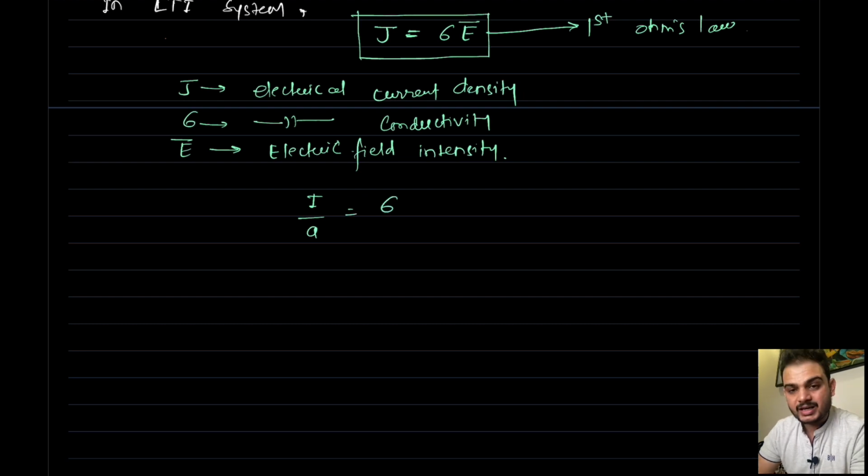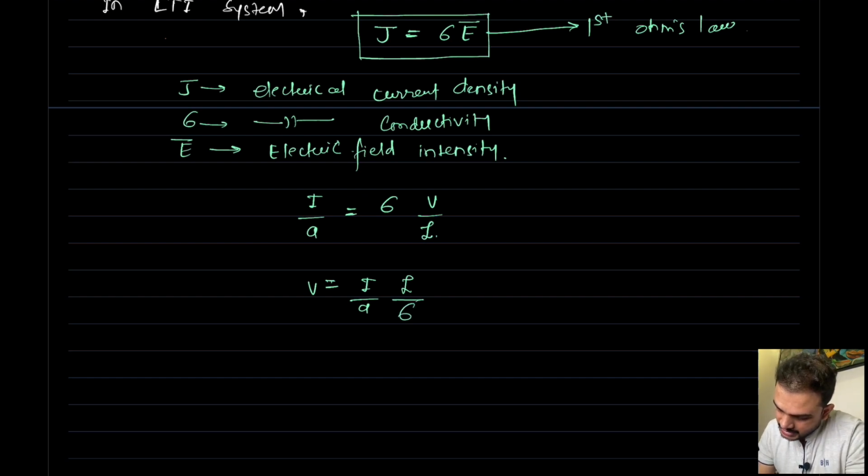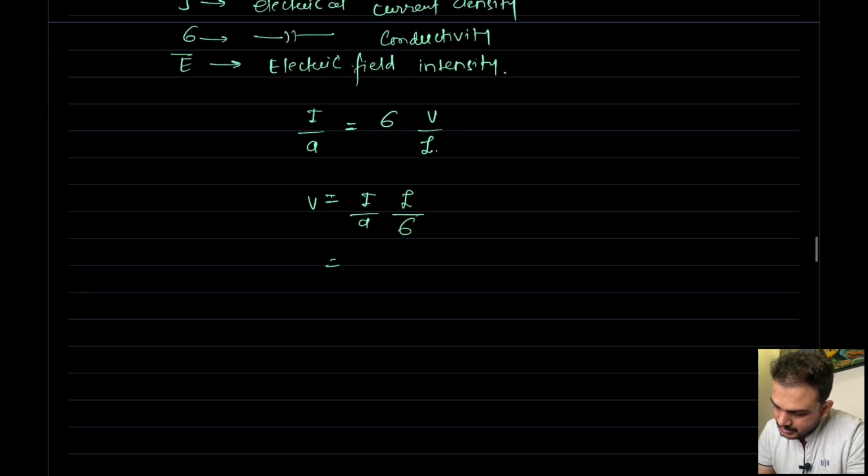This sigma is conductivity, which is a constant. It depends on the material of the conductor. And this electric field intensity is what? Voltage per unit length. Now after rearranging all these elements, V is equal to I by A into L divided by sigma, which can be rewritten as L upon sigma into A, and this is I and this is V.